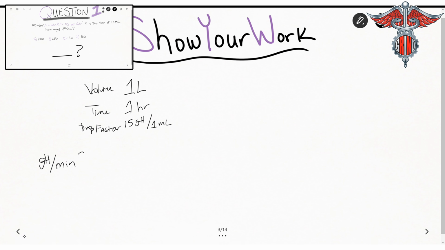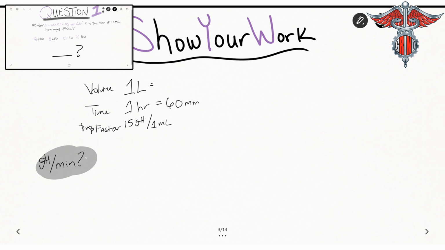Drops per minute. We know that we need to solve for drops per minute. Our end volume needs to be in drops, and our end time needs to be in minutes. Since we know that, we already see that our time here is 1 hour. It's in hours. Let's convert that over to minutes. So 1 hour equals 60 minutes. Okay, good. We got it. Our drop factor here is 15 drops per 1 mil. And we infused a total of 1 liter. Let's convert that over to mils also. Keep that in mind as well, guys, moving forward.